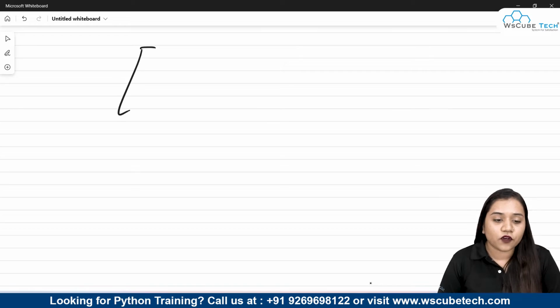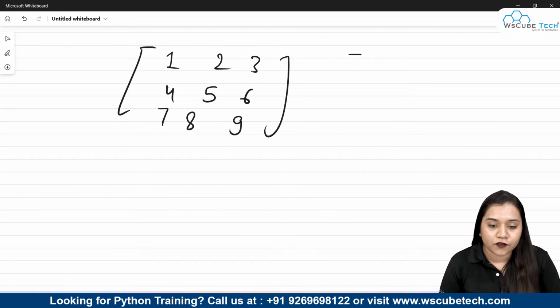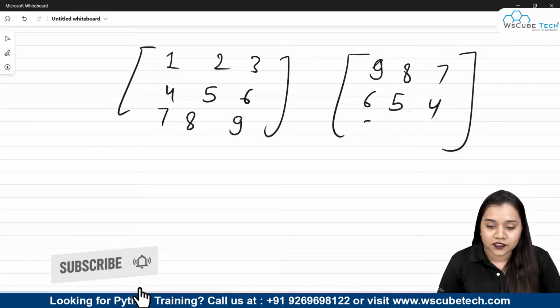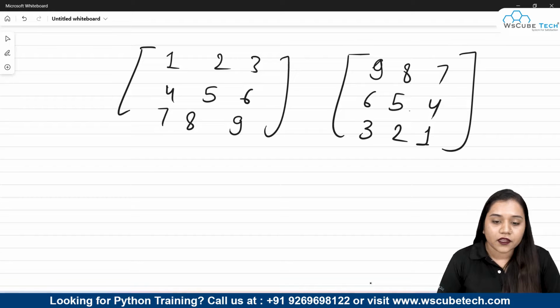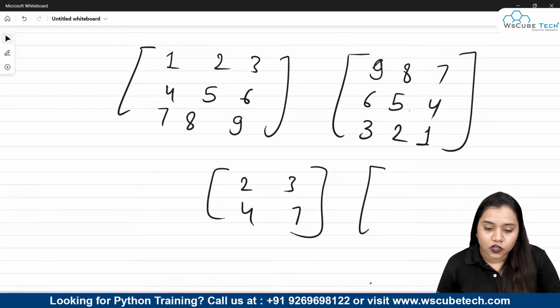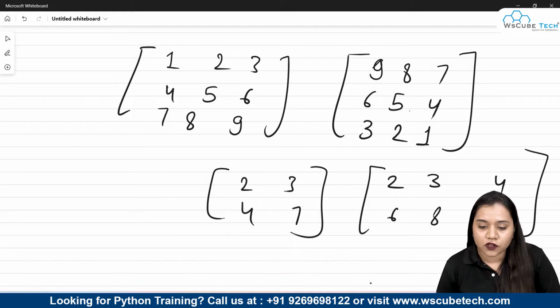So guys, a matrix is a formation of numbers where numbers are arranged in the format of rows and columns. Suppose I have written 1, 2, 3, 4, 5, 6, 7, 8 and 9, and here I have written another matrix 9, 8, 7, 6, 5, 4, 3, 2, 1. Now this is a matrix where I have written the numbers in the format of rows and columns. So there are 3 rows and 3 columns. It can also be written in 2 rows and 2 columns like 2, 3, 4, 7, or maybe like this 2, 3, 4, 6, 8, 10. In this way also a matrix can be written.